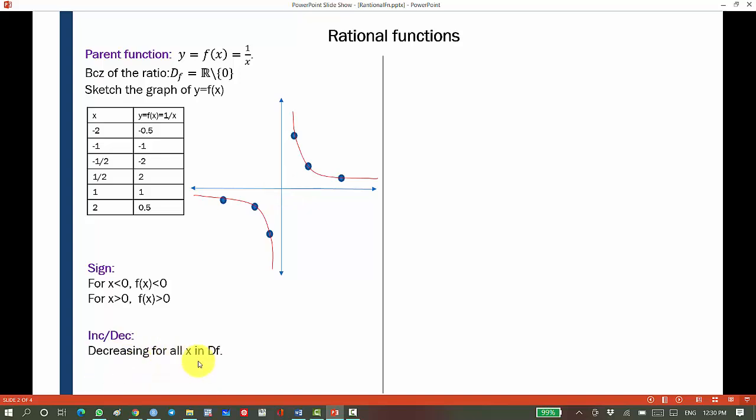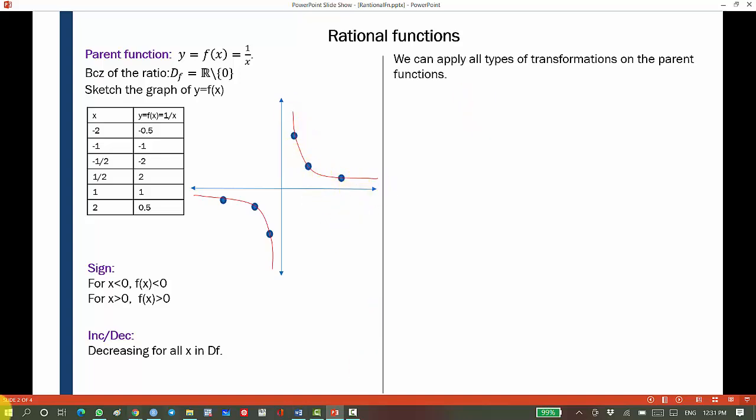The function is decreasing all the time. As we move, for example, from minus infinity up to 0, the function is going down here. Likewise, as we start from 0 and go to plus infinity, again, the function is going down.